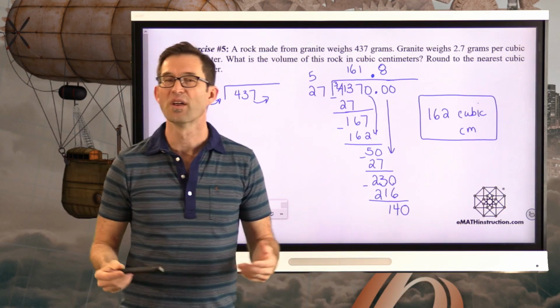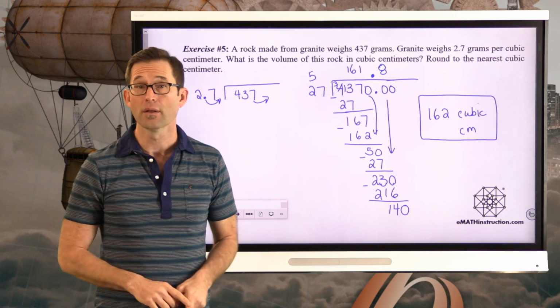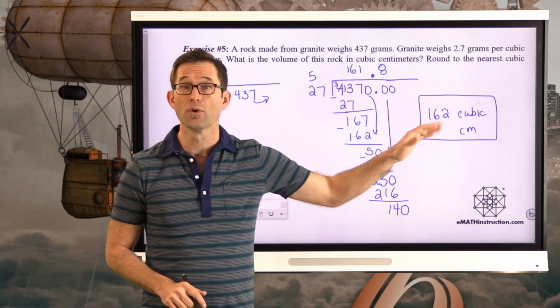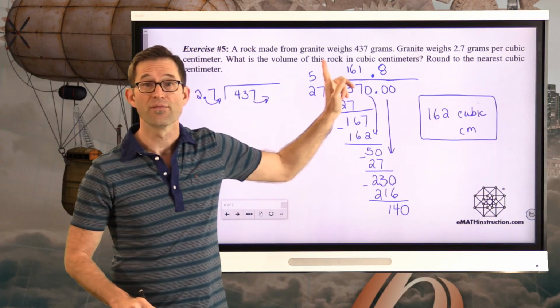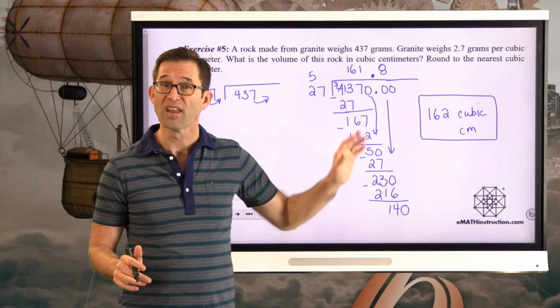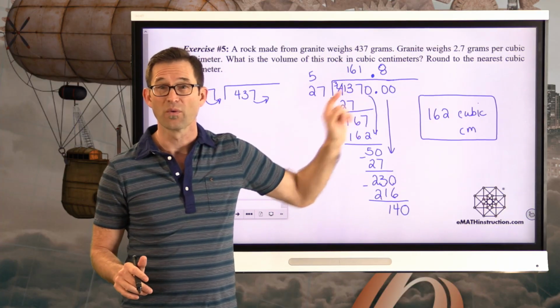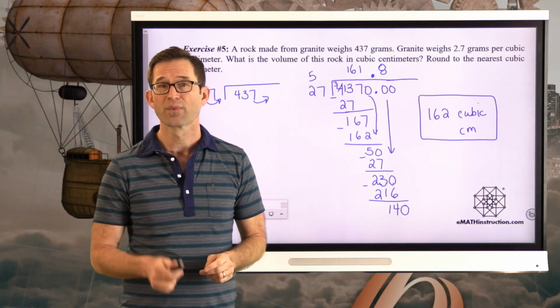All right, so now another applied division problem. We could then go through and do a check. We could multiply the 162 cubic centimeters by the 2.7 grams per cubic centimeter and see if it came out to 437. It wouldn't come out to that exactly because, again, we rounded how many cubic centimeters we had, but it would come very close.